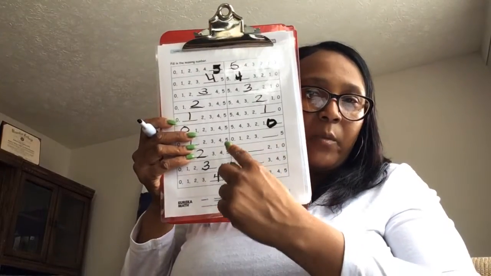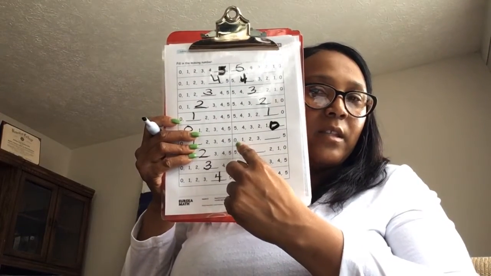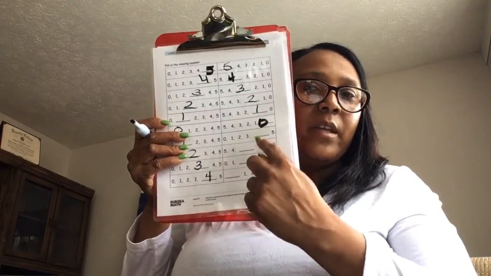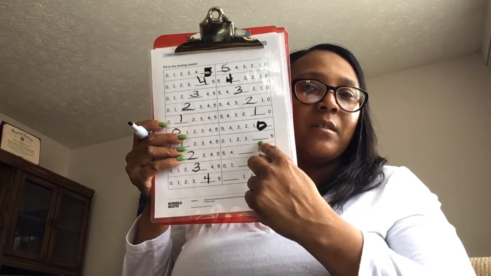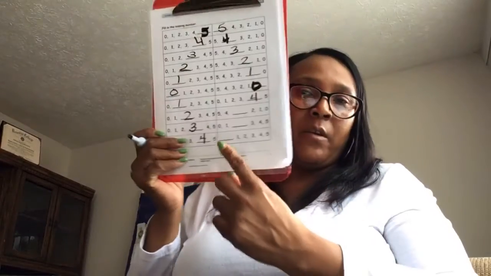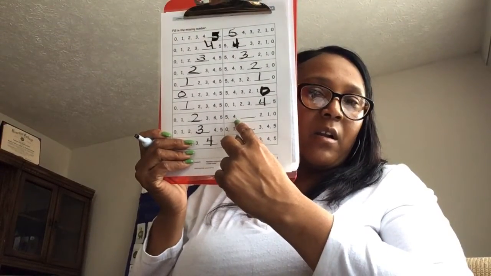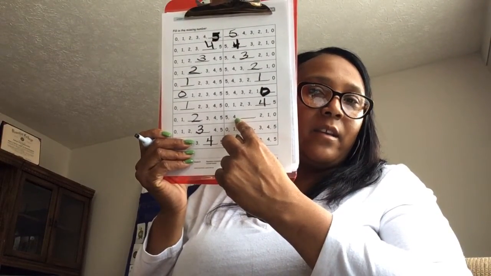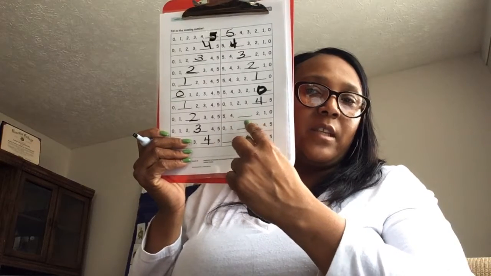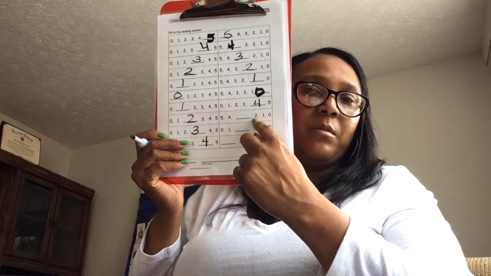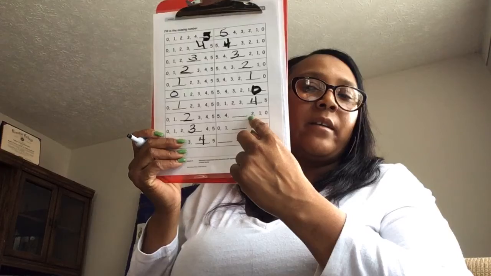Almost done. Look, we're counting up again. 0, 1, 2, 3. What's the missing number? 4. Great job. We have 5, 4. We're counting down again. What's the missing number between 4 and 2? Think about it. Yes, 3.